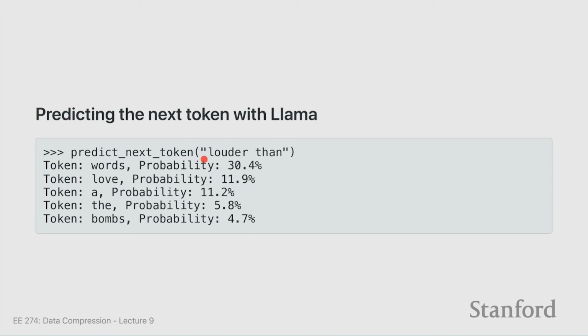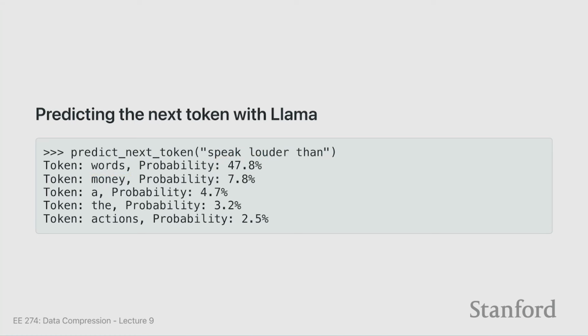Then I gave it more context. I said, oh, it's actually louder than, right? And now suddenly you see that louder than words, bombs, okay. So words got 30.4%, right? So I gave it more context and you see the distribution changed. Now it thinks something different about the next word. Then I said speak louder than, right? So you might already guess where we are going. And I got words. Words is increasing now, close to 50% probability, right?